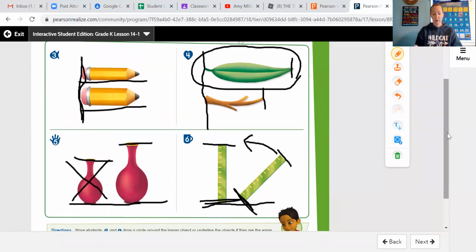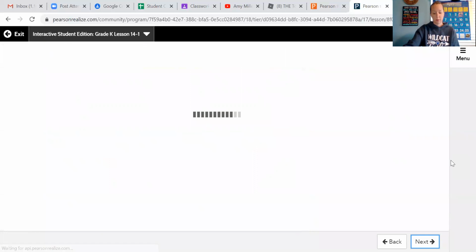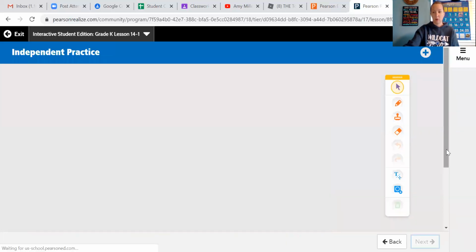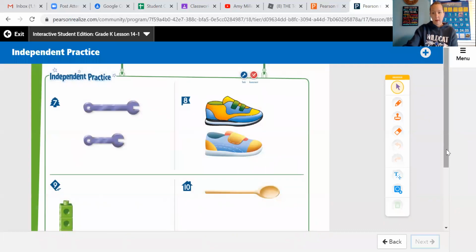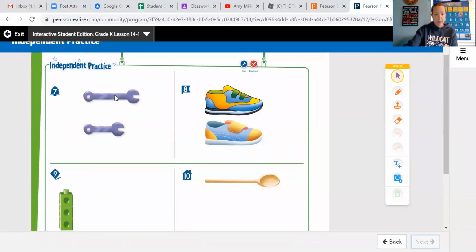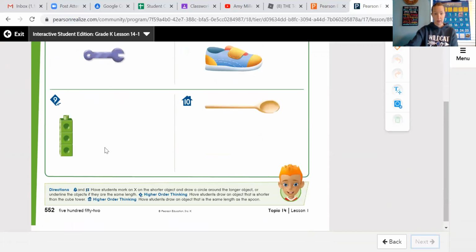Good job, friends. All right, do the hard flip, go to the last page, and this one you will do all by yourself. I'm just going to tell you your directions. For number 7 and number 8, you're going to look at the objects, mark an X on the shorter object, and draw a circle around the longer object, or underline the objects if they are the same length. So mark an X on the shorter one, circle the longer one, or underline if they are the same length. That's number 7 and number 8.